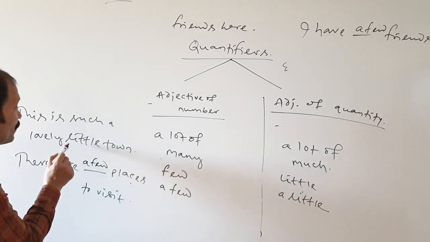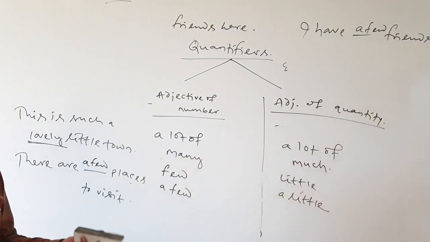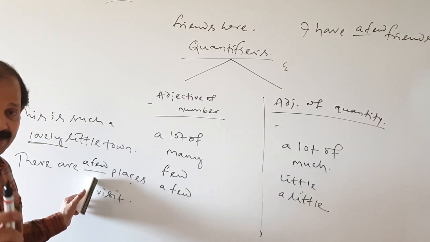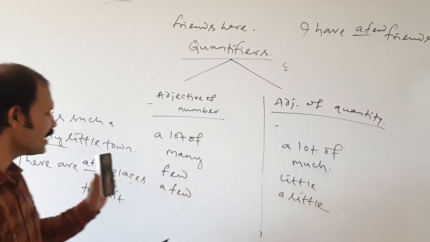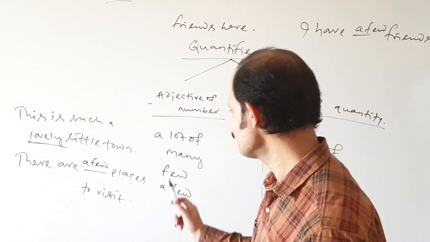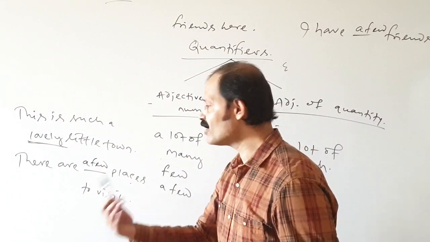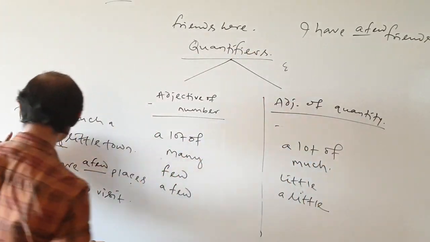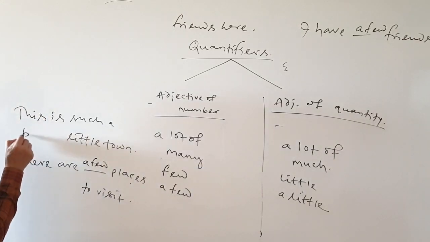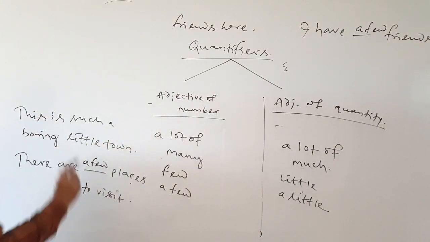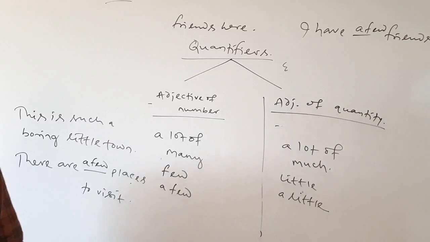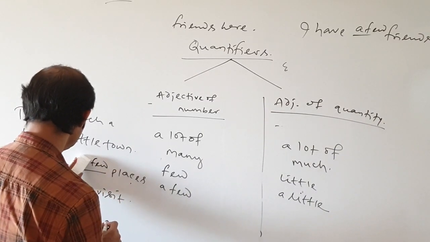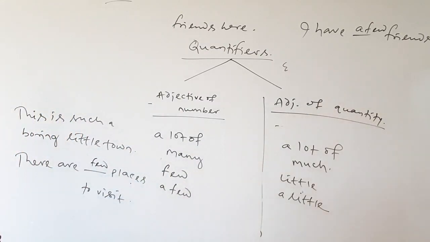Why? Because it is a lovely little town. It is a lovely town. So definitely he is enjoying and he is telling everything in a positive way. So it should be: there are a few places to visit. But on the contrary, I will make a little change to the earlier sentence. This is such a boring little town. There are dash places to visit. In this case it will be: there are few places to visit. Why?